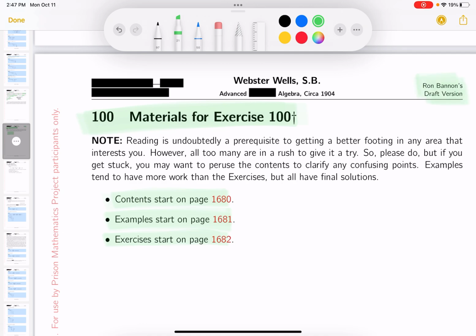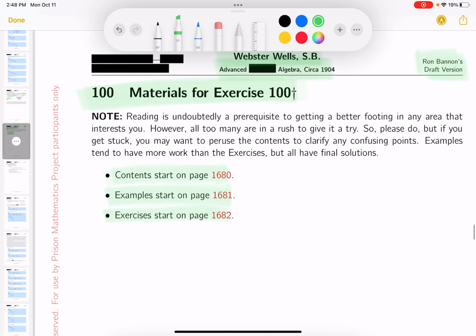My name is Ron Bannon. This is a draft version of my adaptation of Webster Wells' Advanced Course in Algebra. This PDF document that you're witnessing over here is for the Prison Mathematics Project participants only. This document will be published at a future date, and for teachers and students looking at this document, if you're interested in getting a copy of it, please reach out to me.